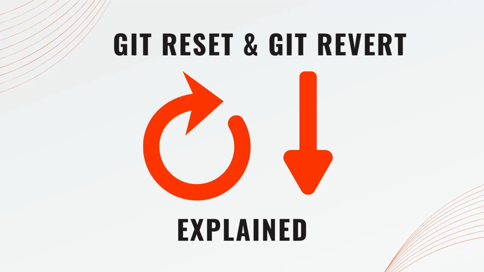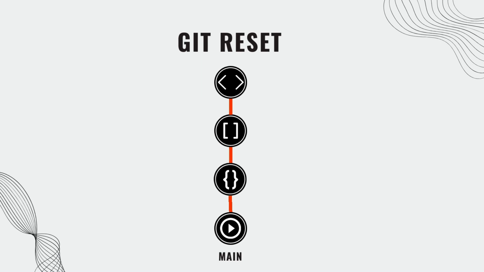Hello everyone and welcome. In this video we'll be talking about Git Reset and Git Revert. Now Git Reset and Git Revert are both used to go back to past commits and work with those past commits, but they both do it in a different way. So let's start with Git Reset because I believe that's the simpler one.